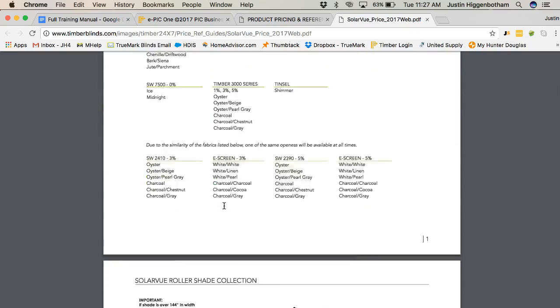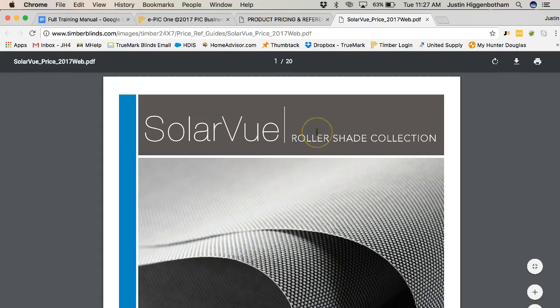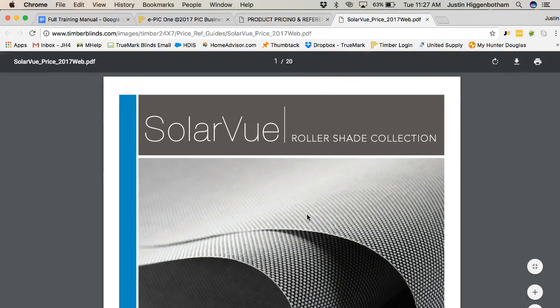And next we'll be getting into, that's really the only one we need you to know for right now within Timber, other than the shutters. But we'll be getting into the shutters reference guide next. Thanks so much.